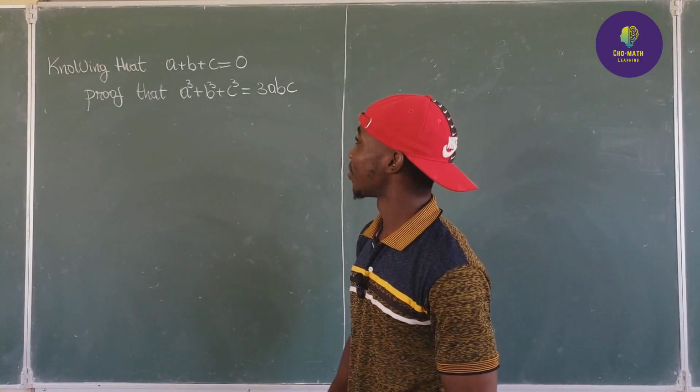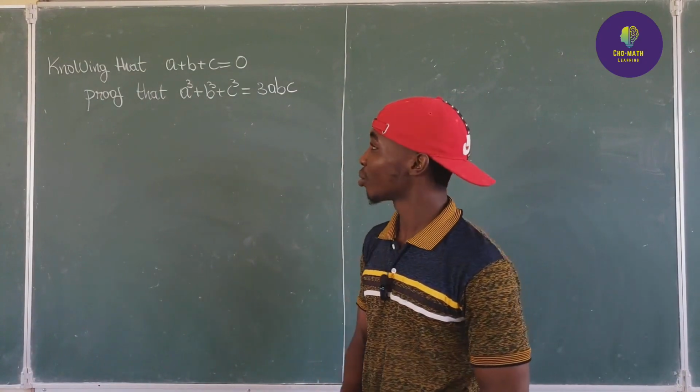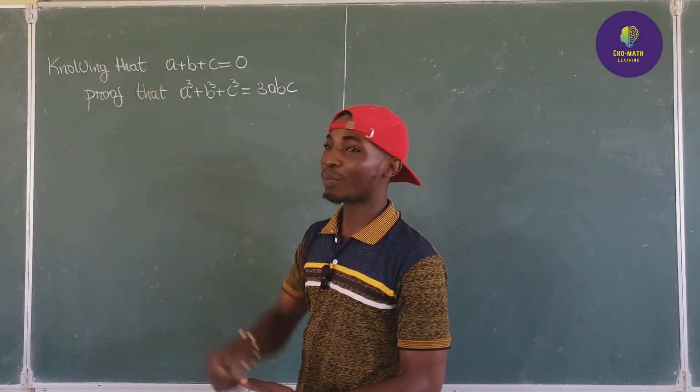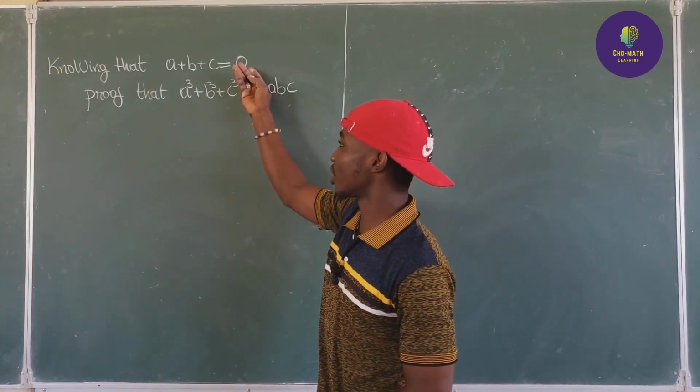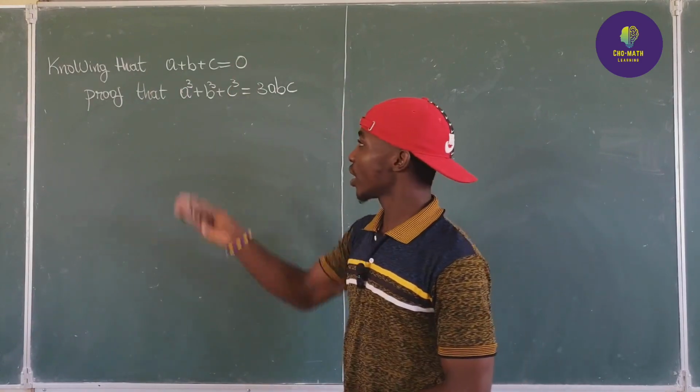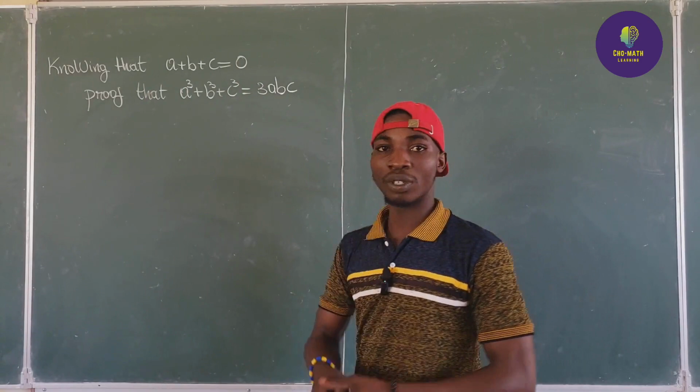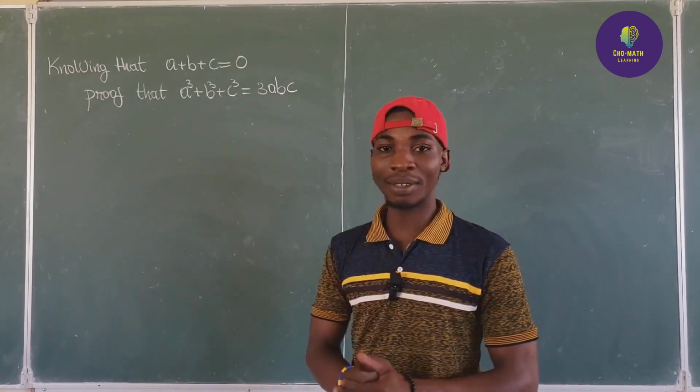Today we have a proof on the board. Knowing that a plus b plus c is equal to 0, we want to prove that a cubed plus b cubed plus c cubed is equal to 3abc.